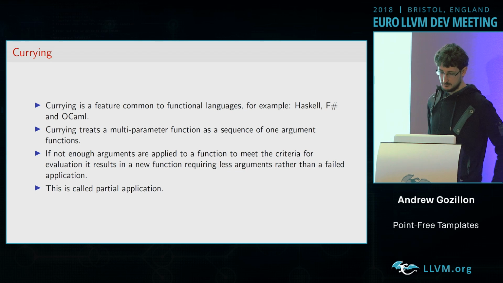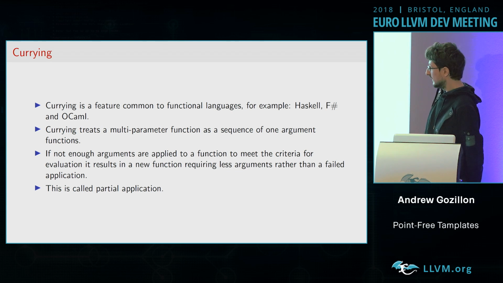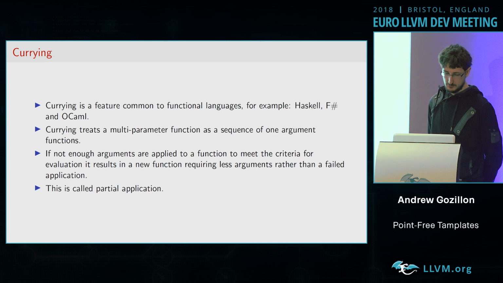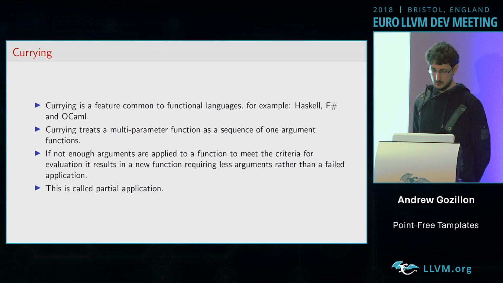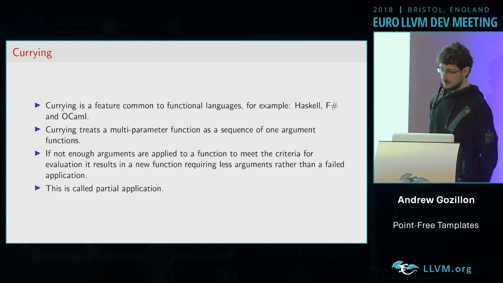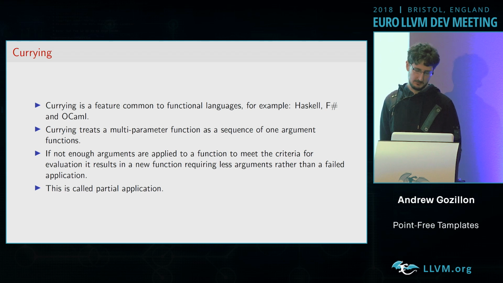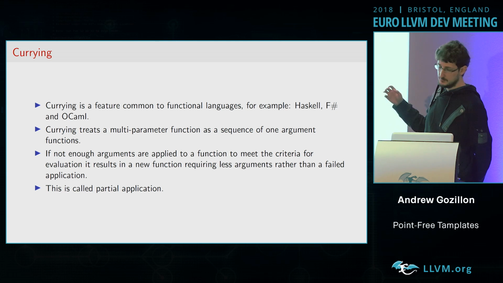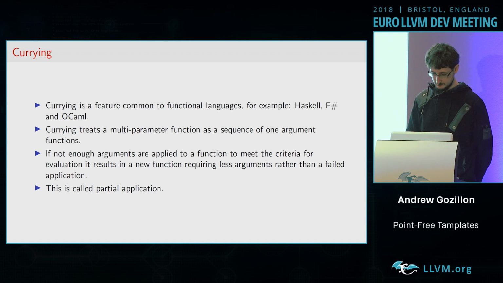So what is currying? Currying is a feature common to Haskell, OCaml, F# and a bunch of other functional languages. It treats multi-parameter functions as a series of single-parameter functions. The cool aspect is that you don't have to have all the arguments at one time to make it evaluate. You can pass only one or two, and if that's not enough to evaluate, it returns a function that requires fewer parameters. This is called partial application.